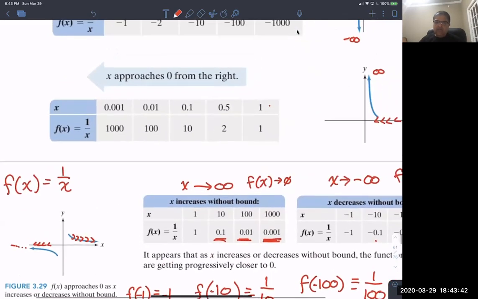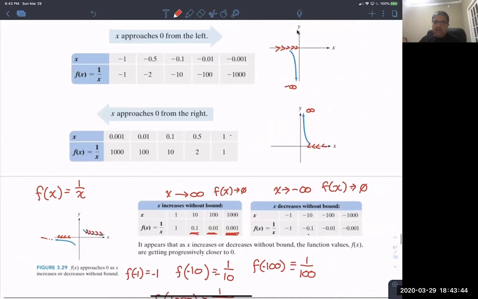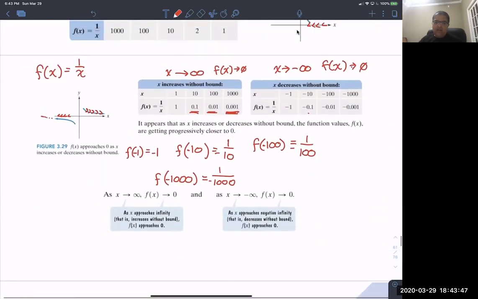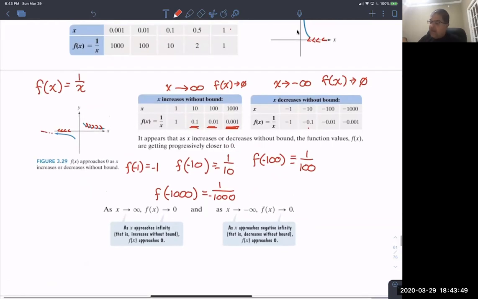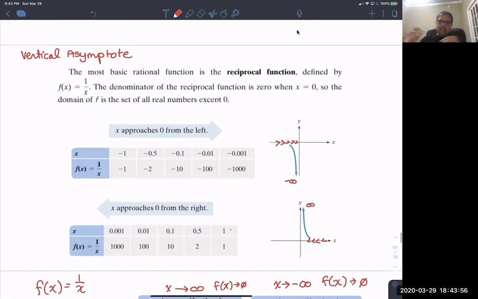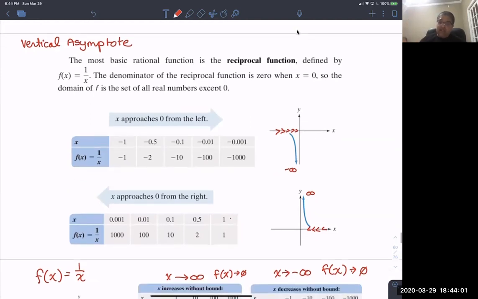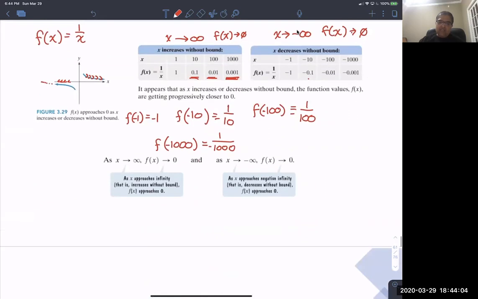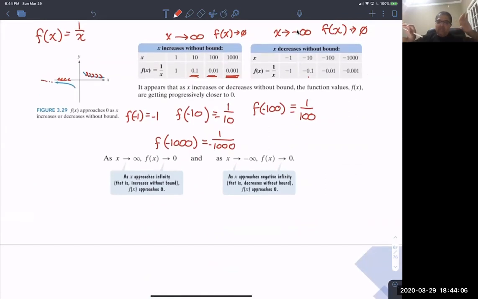So to alleviate any confusion, a vertical asymptote occurred when x was going to a certain number from left to right. So in the previous example, as x approached 0, f of x shot off to infinity or negative infinity. That's a vertical asymptote. But in a horizontal asymptote, as x goes to positive or negative infinity, f of x, the output, is approaching a number. Now, does it ever get to that number? Well, that depends on the function.